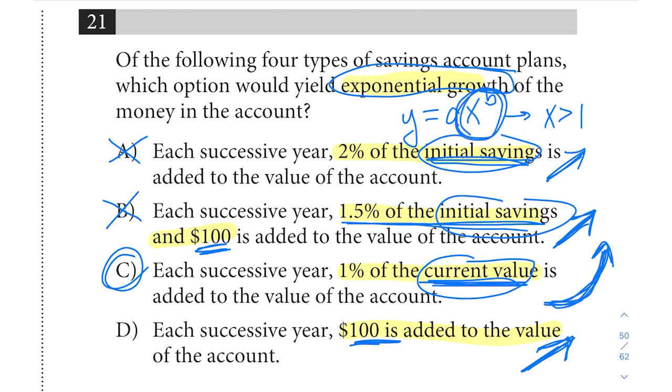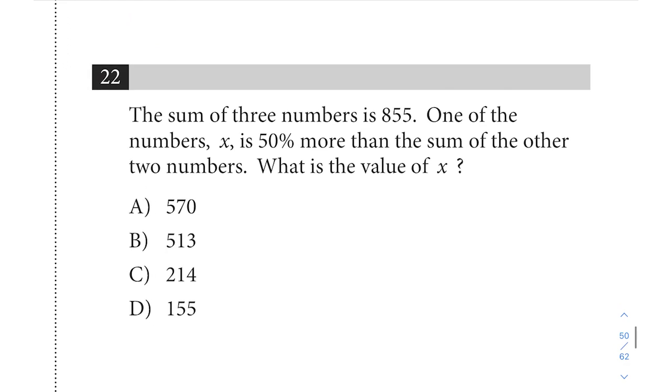So when they say exponential growth, that just means that you have to have a function where you've got a base greater than 1 taken to a certain exponent, meaning that the amount added year over year is going to continue to increase from one year to the next. Last on this page, we'll take a look at question 22.